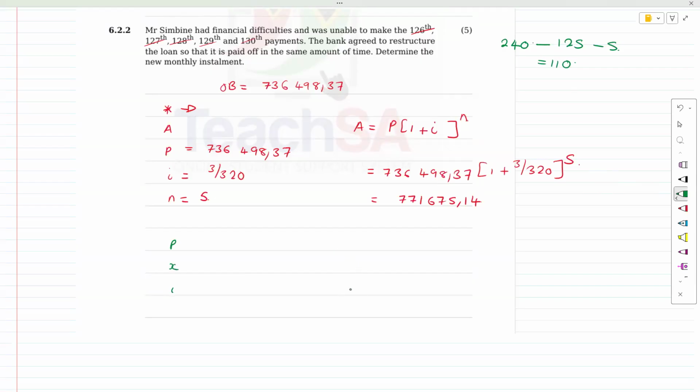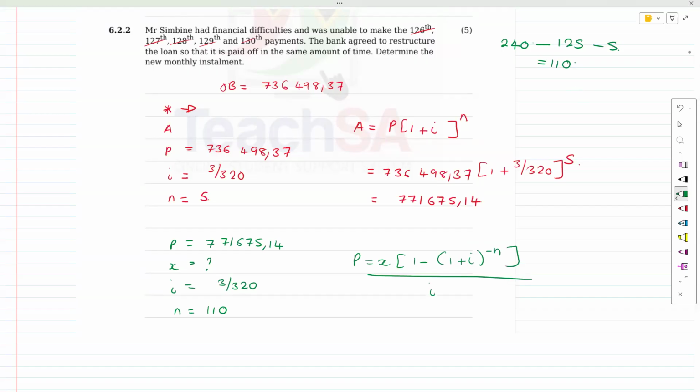P, X, I, N. Right? N is 110 payments left. I is the same, 3 over 320. X is, well, X, and P is the value that we just got, 771,675.14. If we just deal with stage two step by step and we understand that it's quite simple when you know the steps, then it's straightforward. It's always going to be the same thing over and over.